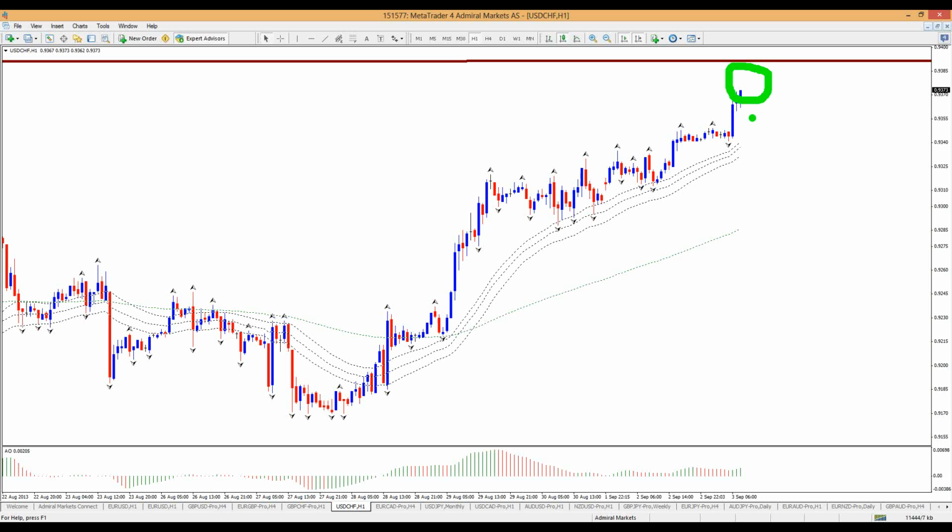Okay, so does that make sense? Anyone have a question on anything that you've seen so far? We've talked about the dollar yen so far, pound yen, dollar Swissy, and euro dollar.